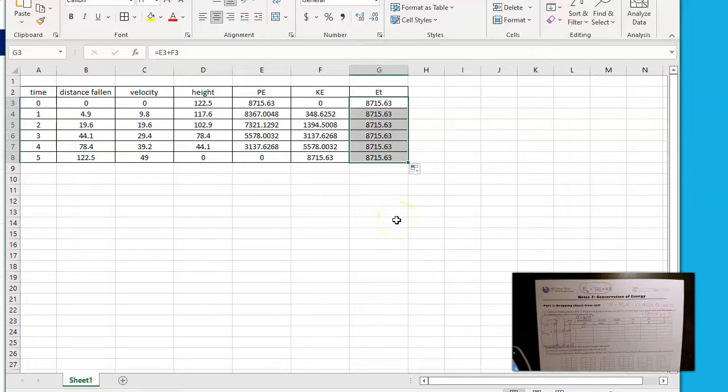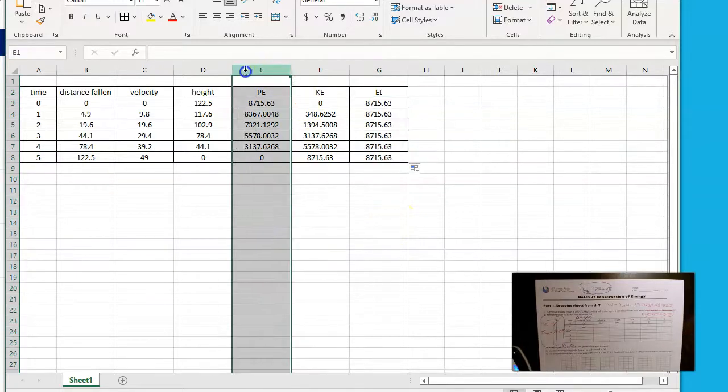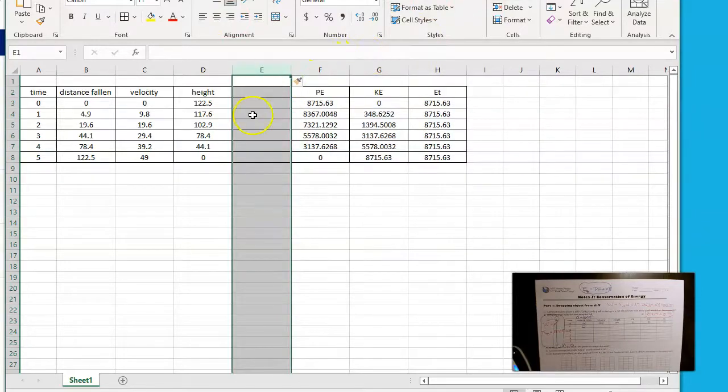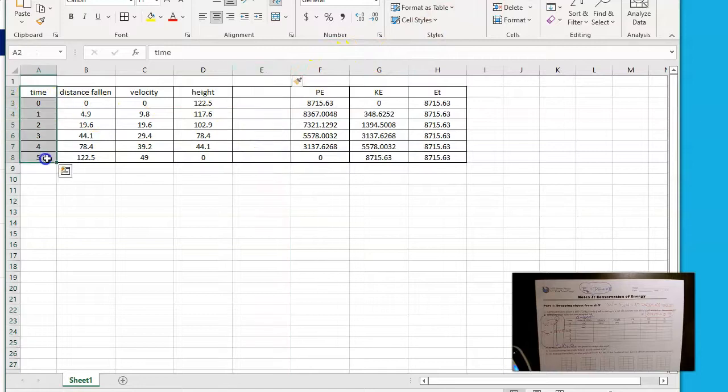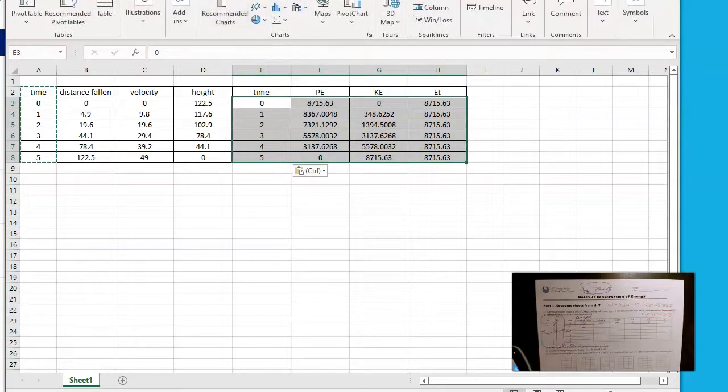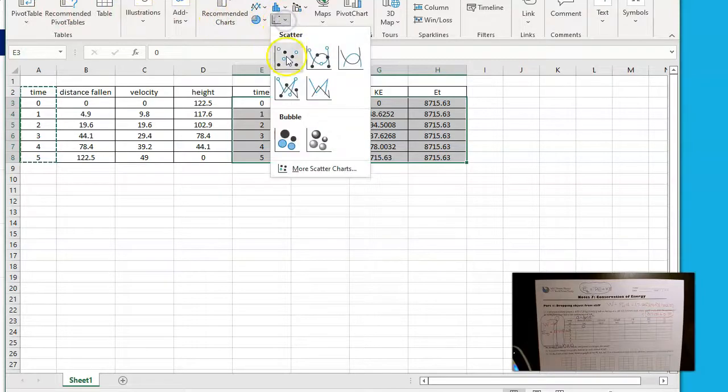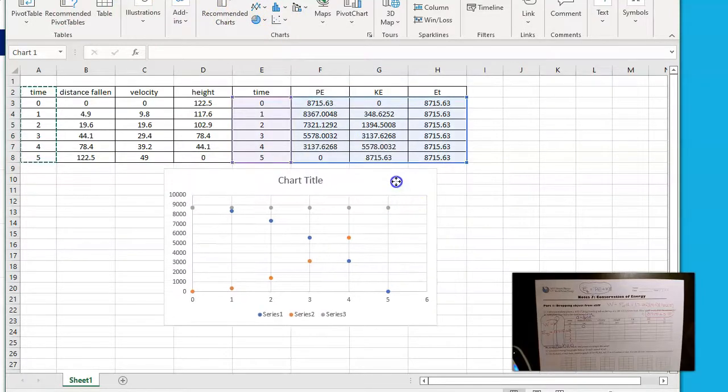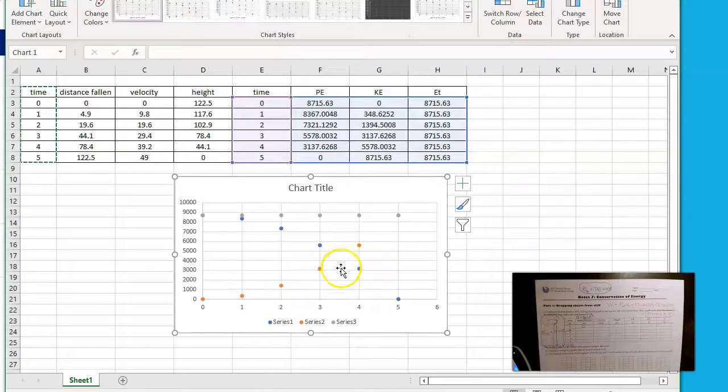All right, I want to do one other thing: I'm going to insert a column here. Let's see if I can figure out how to do that real quick. Insert a column. And I'm just going to copy these times over here, because I want to see how these numbers change over time. So we're going to do a quick graph right there. We're going to insert a chart. Let's do a scatter plot. And so let's look at that.